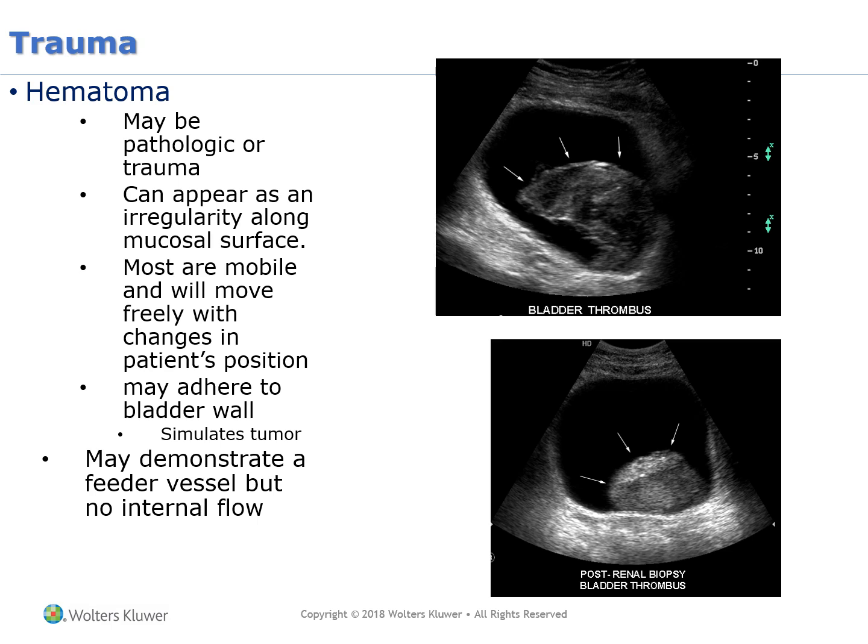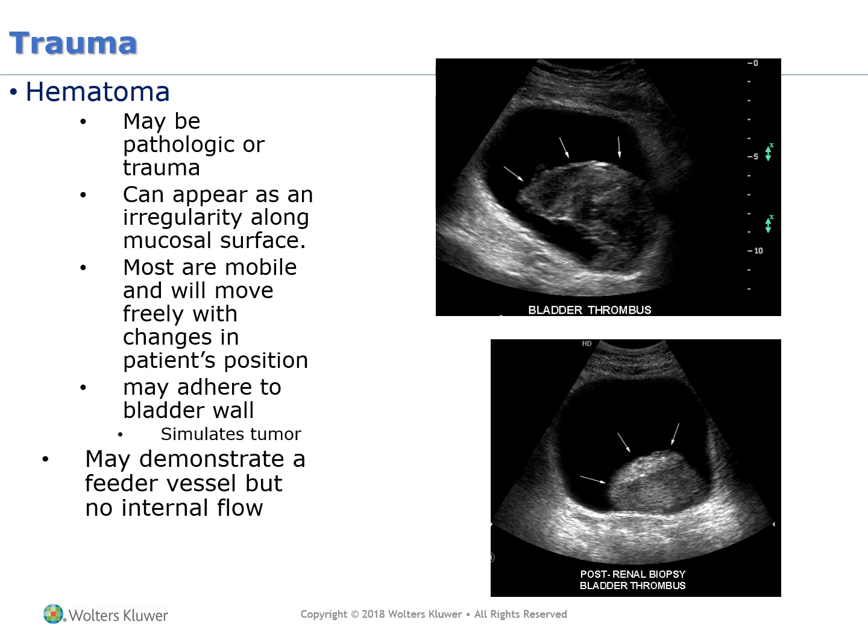Most of them are mobile and will move freely, but sometimes they can be kind of attached to a wall. Now, the thing here, if it's attached to a wall, you're going to be concerned that this could be a mass, it could be a hematoma. If you put blood flow on a mass, you're probably going to get blood flow because something needs to keep that tissue alive.